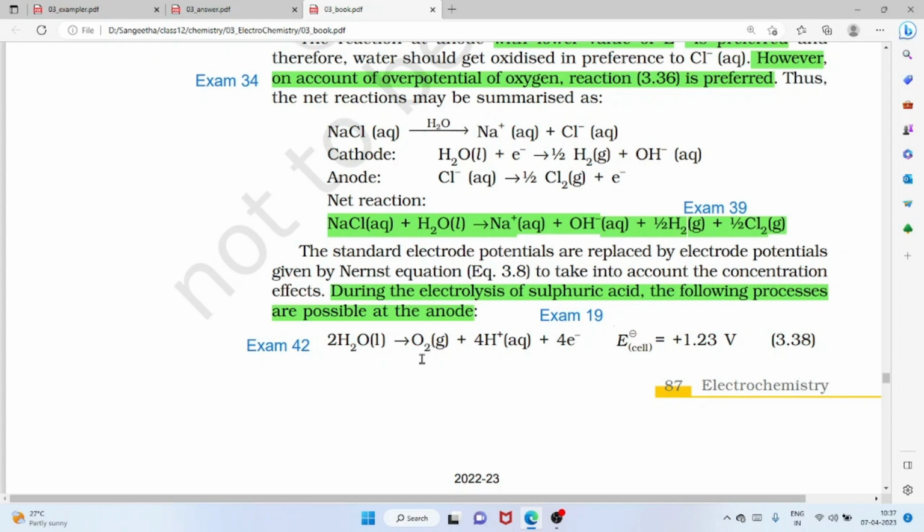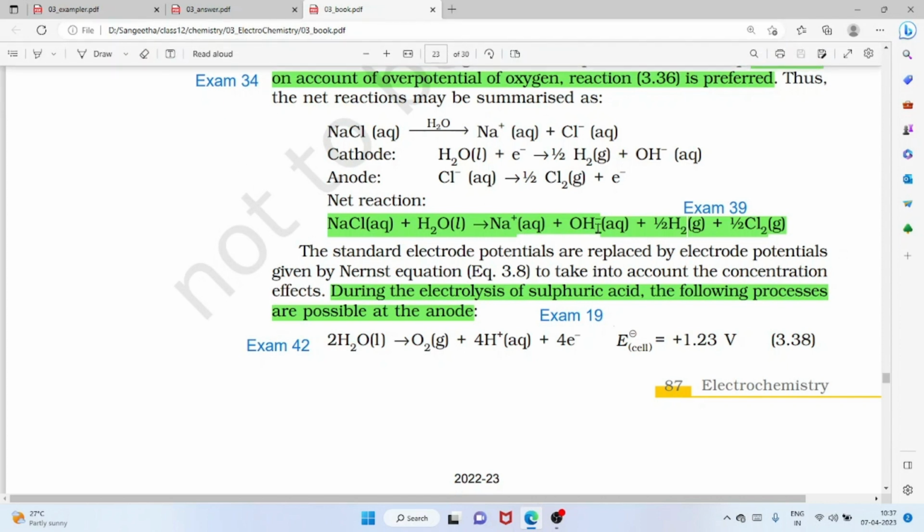So NaOH is formed, that is why pH will rise, because of this equation.